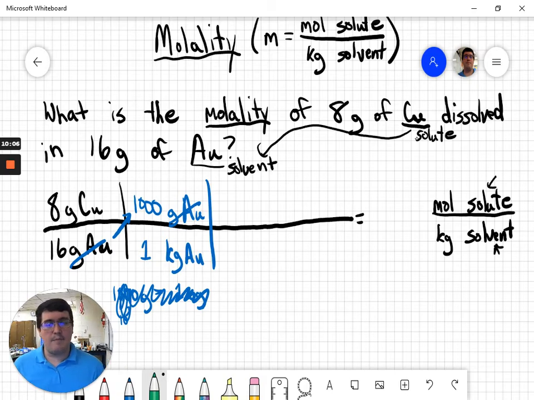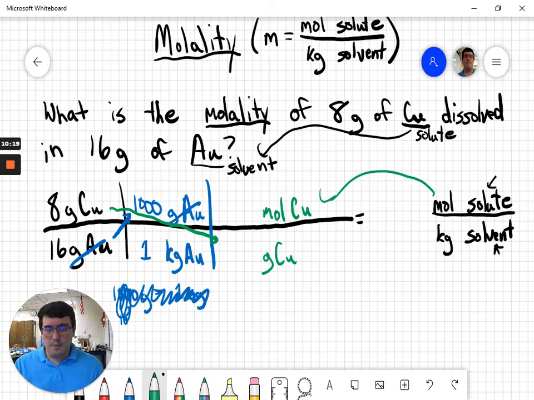All right, next step is I got copper, 8 grams of copper. So we're going to put grams copper on the bottom. Can I go from grams to moles? You better believe it. You better be able to do this. We've been doing this for weeks. What goes in front of mole? A 1. What goes in front of grams? 63.55.